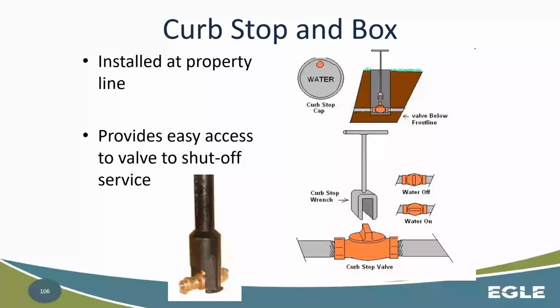Curb stop and box. Typically installed at the property line, although that can depend from community to community. Basically it just provides a way to easily shut off the curb stop valve. Okay. Pretty straightforward. You use your curb stop wrench to take that cap off and run it down the hole. Hopefully it's intact and there's not a bunch of debris in there, so you can easily get to the valve and make that quick turn. Okay.